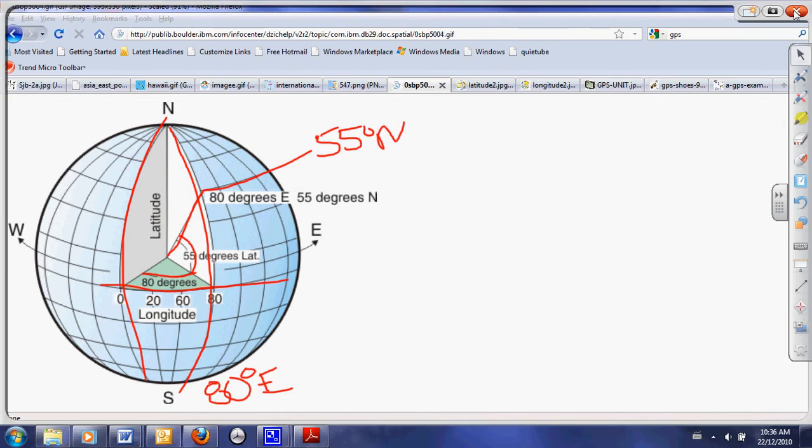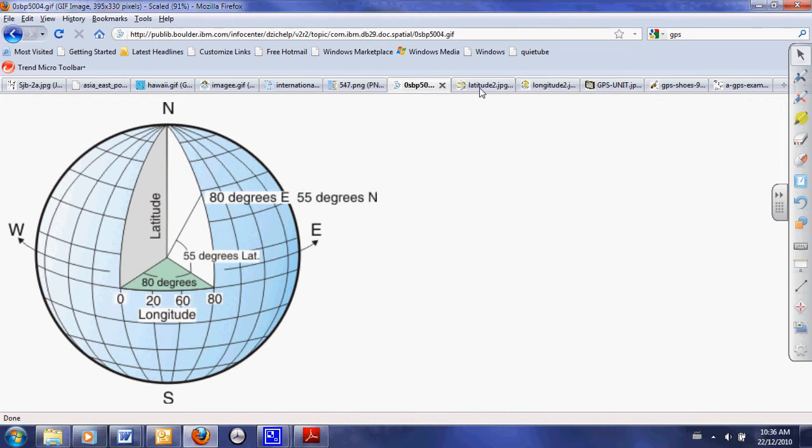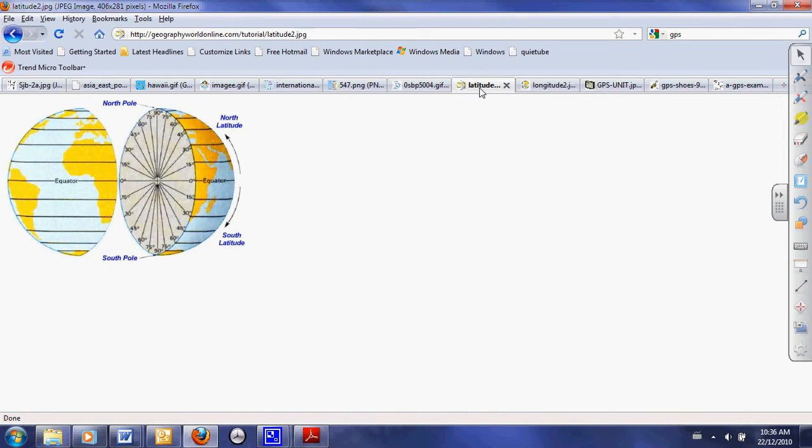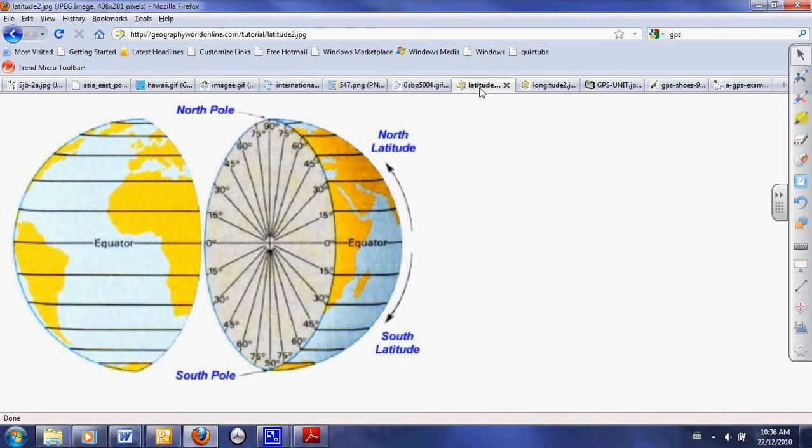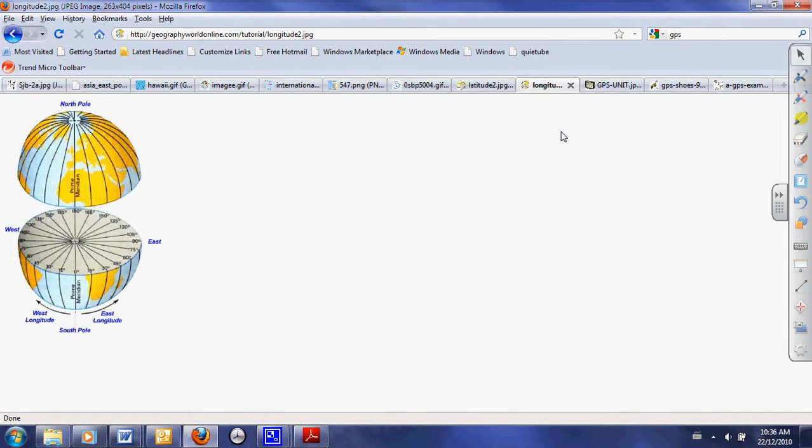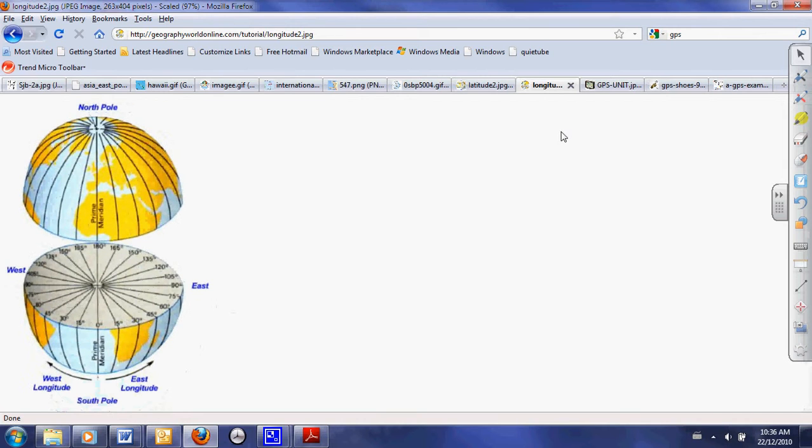Now here's some other diagrams that'll show that maybe a little bit better. If we were able to cut the Earth in half vertically, this is what the lines of latitude would look like. If we were to do the same thing but longitude, this is what it would look like. And that's how they come up with those lines. It really is, it turns into geometry.